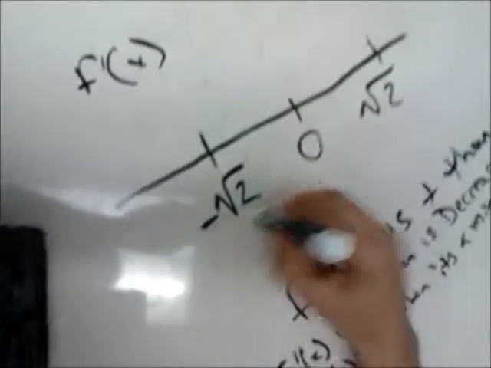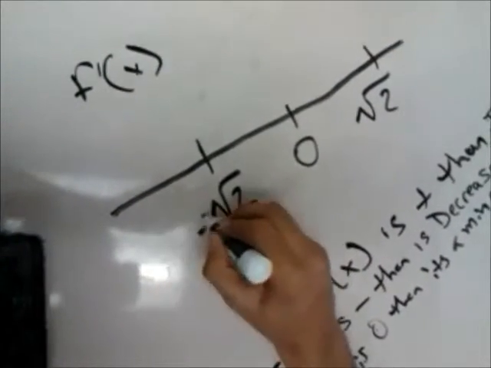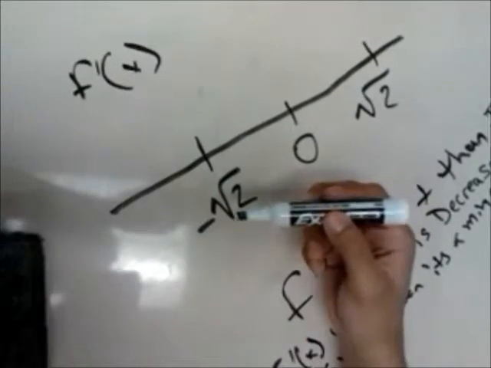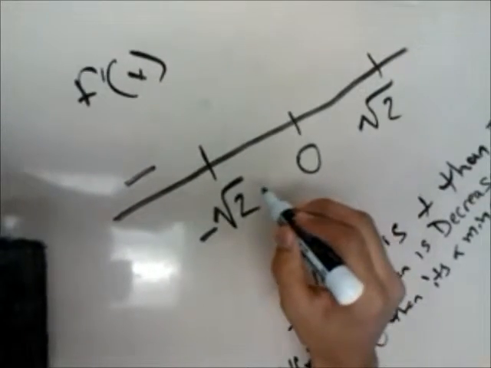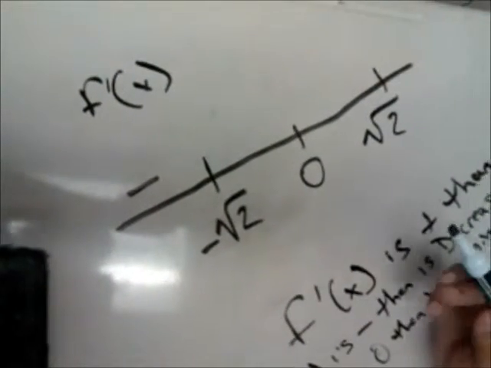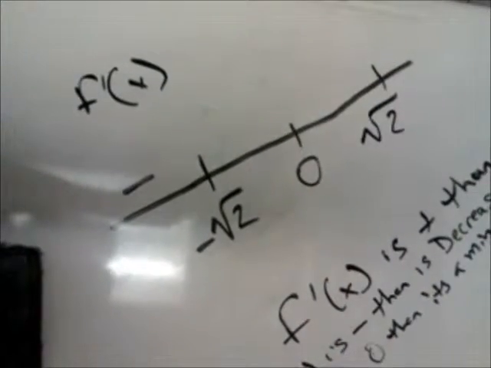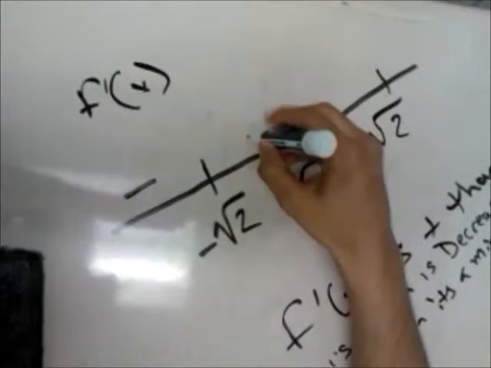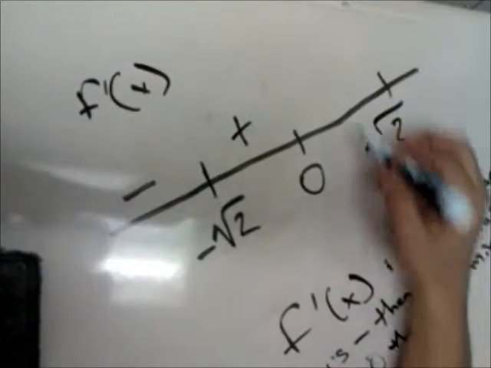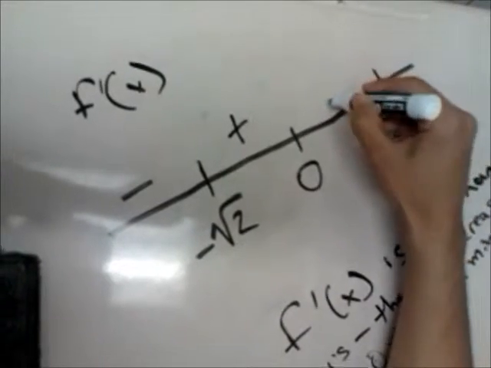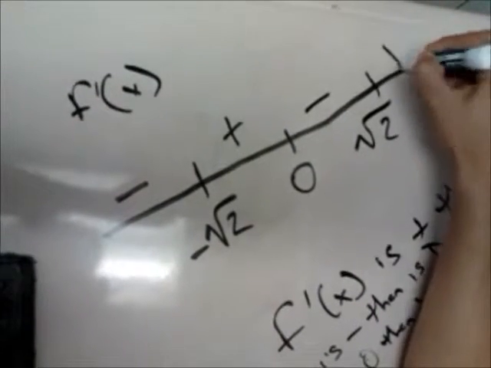Okay, so now we put a number to the left of it, like negative 1. We put negative 1 into the equation, and we'll see that what we get is a negative number. If we put a number in between, then we'll see that this is a positive number. We put a number between these two into the equation, we'll see that it's a negative. And if we put one after square root of 2, then we'll get positive.